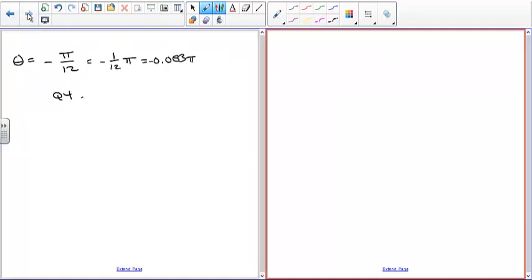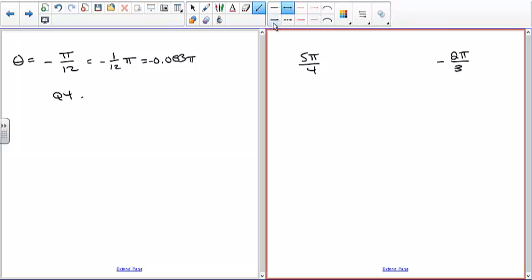Okay, the next group just says sketch the angle in standard position. I've assigned, well, you don't really know because I'm making up the homework. So let me just give you an example. 5 pi over 4, and we'll also do negative 2 pi over 3.